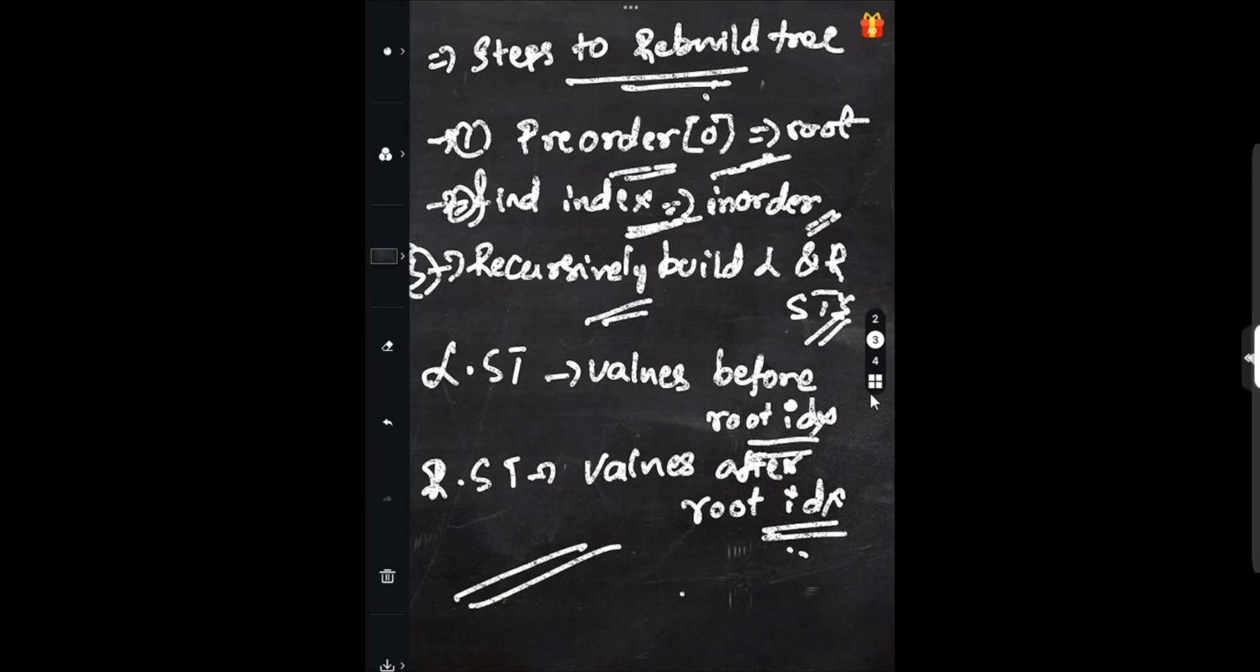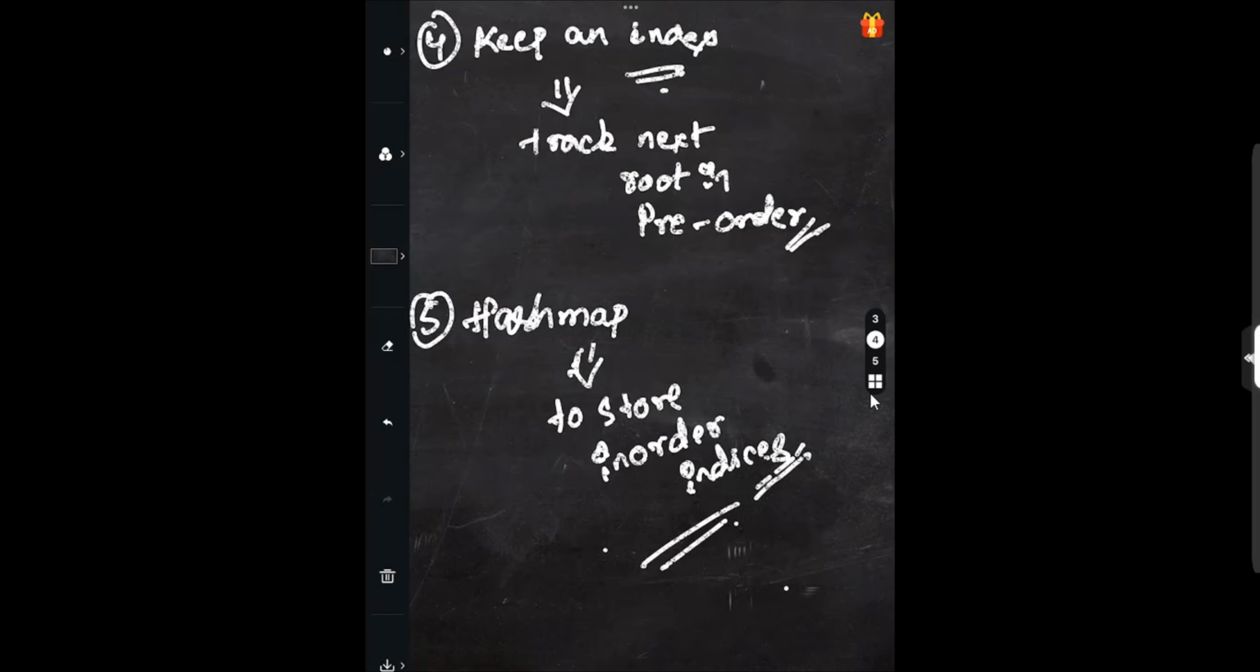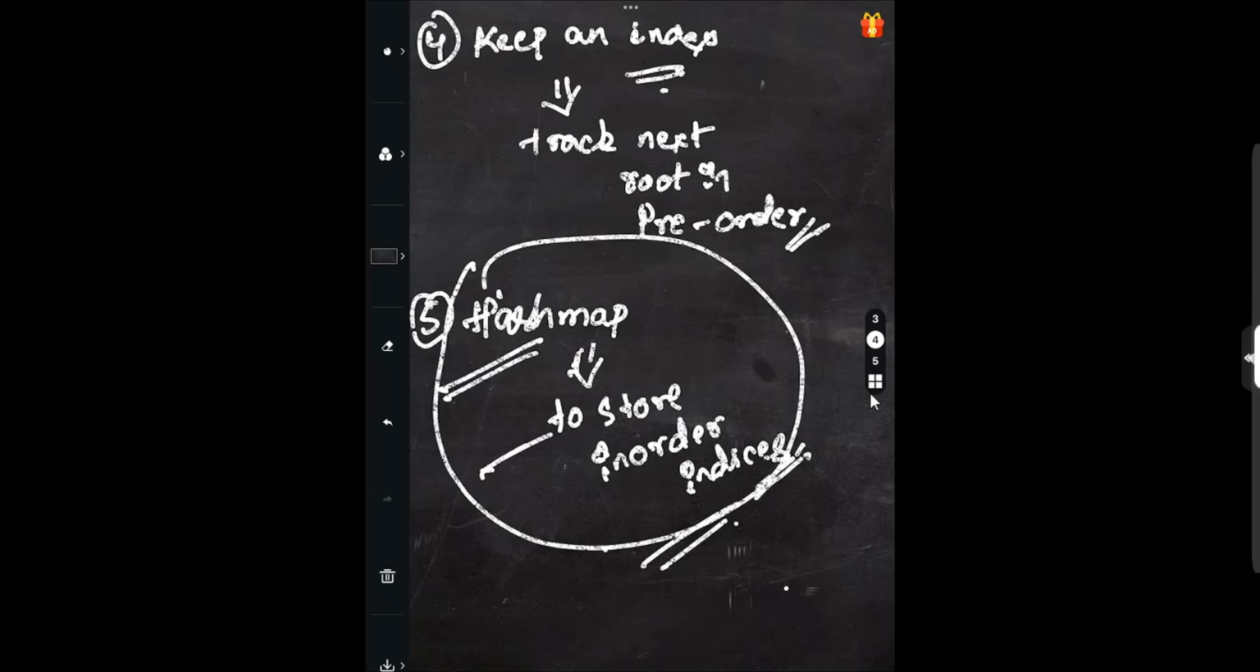This is easy, and this is the important step as well. Left subtree, values before the root index. Right subtree, values after the root index, because we are considering the in-order traversal here. So left subtree, values before the root index, and right subtree, nothing but the values after the root index. And the fourth step is we have to keep an index. Why are we keeping an index here? To track the next root in the pre-order. And finally, the final step is we are making use of the hash map. Why? To store the in-order indices, right? So that is the reason we'll be making use of the hash map. So this is the approach that we'll be going with.